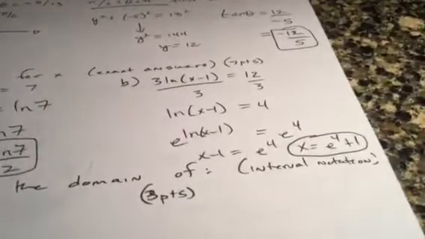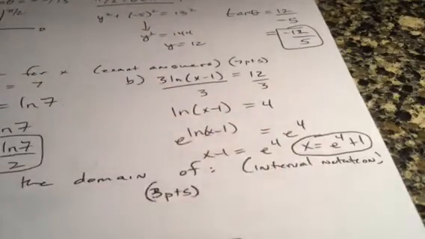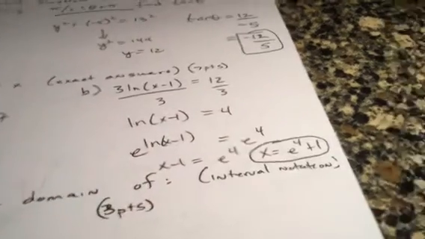Here, first off, divide both sides by 3. If I want to get rid of natural log, I need to attach e to both sides as a base. So these will cancel. X minus 1 will come on down, and you're going to add 1. So e to the 4th plus 1. Leave it as exact, no decimals.